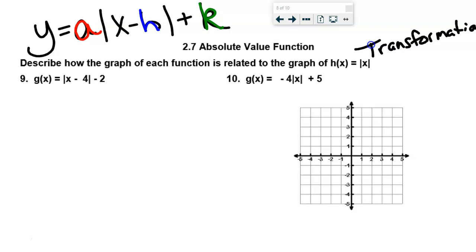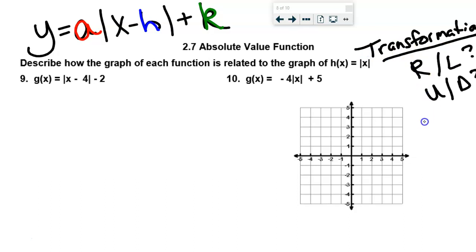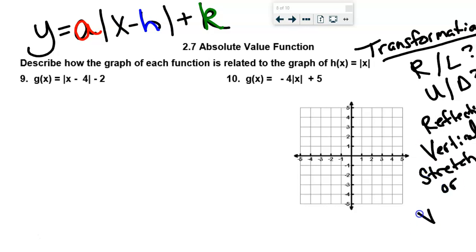So your options for transformations are right or left, up or down, and then a reflection is a possibility, and then a vertical stretch or compression. I should have written smaller. All right, so right or left, up or down, did it reflect? Is there a vertical stretch? Or is there a vertical compression? All right, let's figure it out.